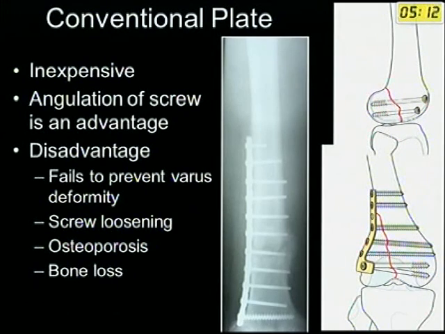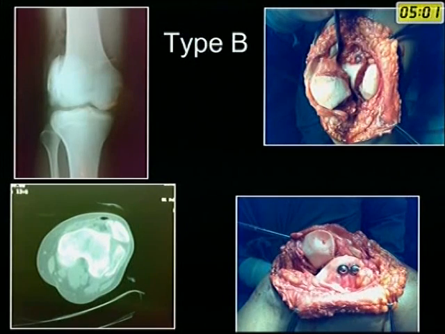So that is one advantage of this, but the disadvantage is that when there is medial comminution, it's going to fail. When there is osteoporosis, it's going to fail, and it fails to prevent the varus force.